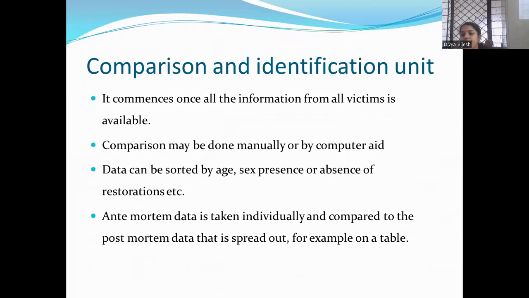Then there comes the comparison and identification unit. It commences once all the information from all victims is available. Comparison may be done manually or by computer. Data can be sorted by age, sex, presence or absence of restoration. Antemortem data is taken individually and compared to the postmortem data that is spread out, for example, on a table.